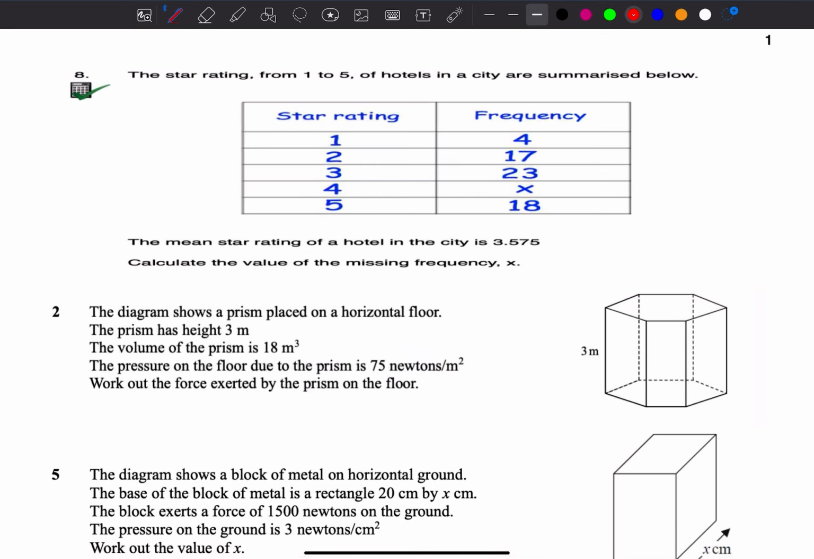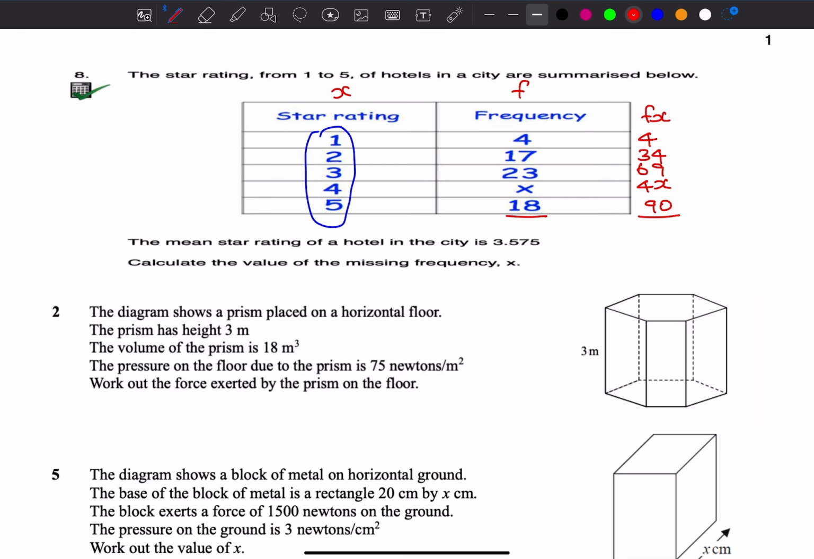Right. So we got a mean from a frequency table. We don't really have midpoints, so we will say these are your midpoints, x, and this is your f. So you will multiply to give you an fx. 1 times 4 is 4, 2 times 17 is 34, 3 times 23 is 69, 4 times x is 4x, 5 times 18 is 90.